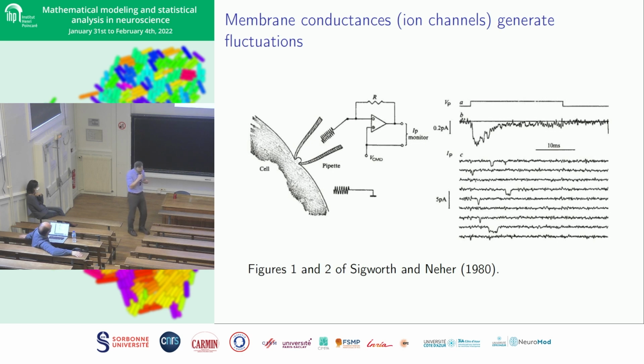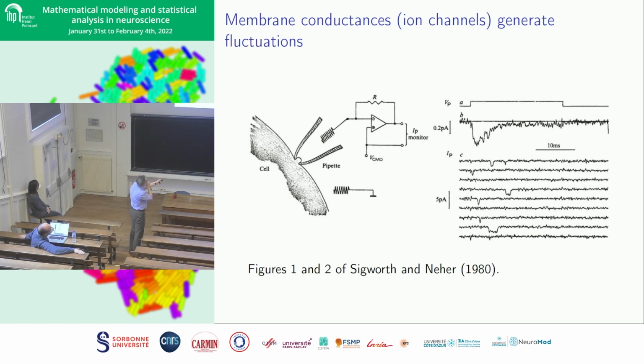So in what way does what we propose change? We will use stochastic units. Why? Because as soon as you start looking at how neurons actually behave, everything is stochastic. So that's an example from a key paper from Sigworth and Neher in 1980.